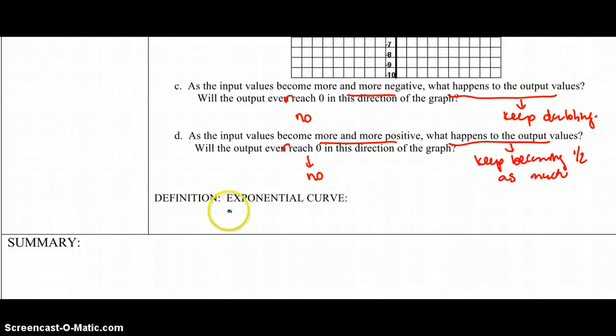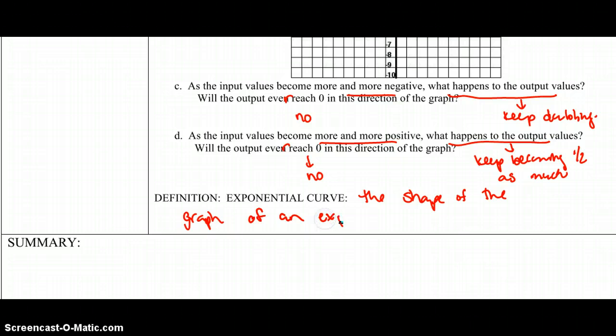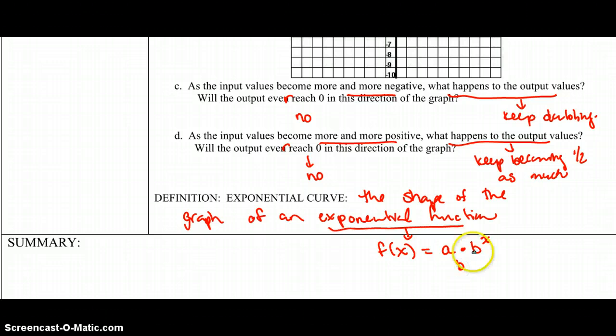Okay, so this graph that we've drawn here is called an exponential curve. So this is just the shape of the graph of an exponential function. And from the previous section, an exponential function is of the form f of x equals a times b to the x, where again that base multiplier has to be greater than 0, and it cannot be 1.